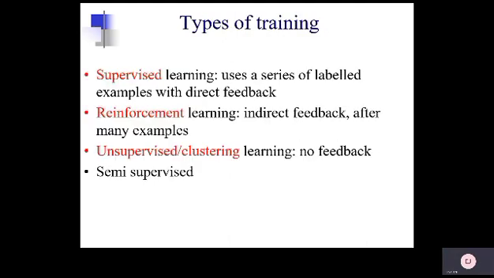We definitely have types of training, because I have already discussed with you: if you have a training experience indirectly, then based on that training experience, you may define the types of training. We have three different types of training. Our focus will be on supervised and unsupervised. I've already discussed that supervised learning uses a series of labeled examples with direct feedback. It means you know the result, and you just have to make all the arrangements for the system to learn.